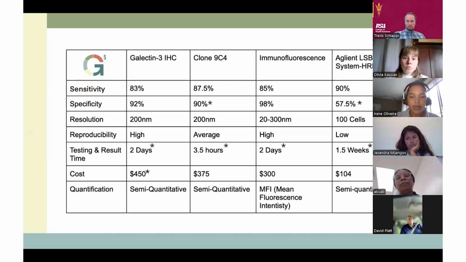It has a competitive sensitivity and specificity, but it takes 2 days to generate results. And now looking at the immunofluorescence test, it has a slightly lower sensitivity, and it has a turnaround time of 2 days. And the last one, the LSB2, it has a specificity of only 57.5, which is not what we're looking for. So that's why we picked the Clone-IC4 as the best test to be validated by FDA as a companion test. Next slide.